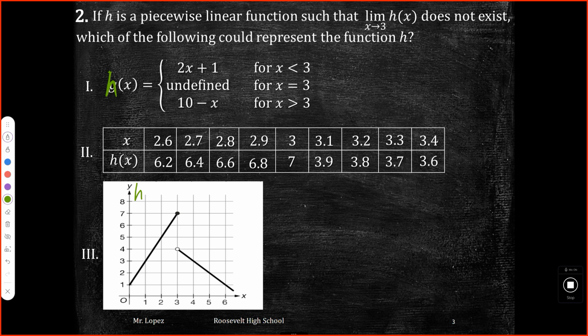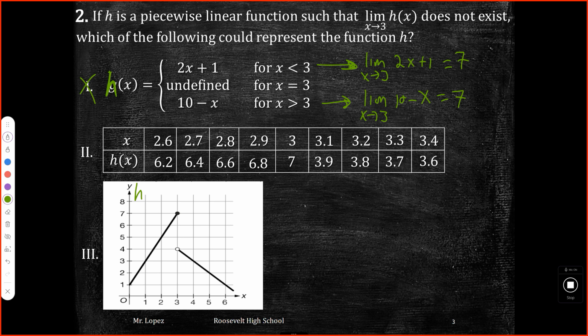So let's find the limit as we get closer from the left here. We can just plug in the limit as x approaches 3 of 2x plus 1. The limit is 7. Let's do it from the right. The limit as x approaches 3 of 10 minus x would be 7. So the limit exists and the limit is 7, but it's saying that it does not exist. So this is not a possible answer.